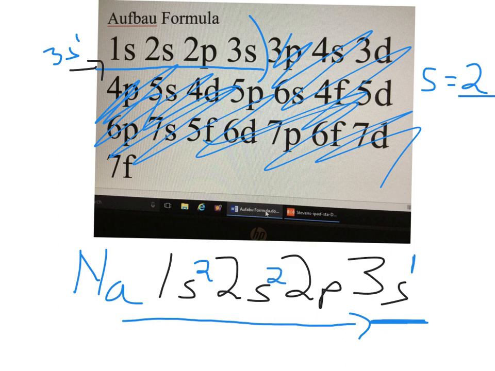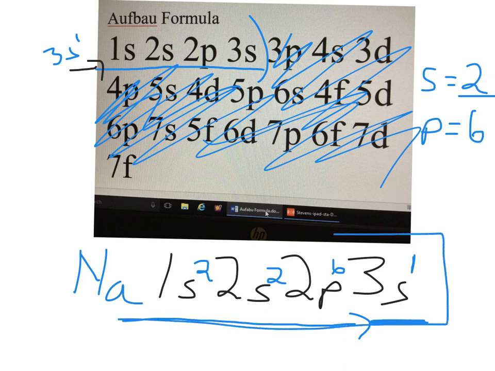2. Now every P can have up to how many electrons? 6. And that's on the bottom of that worksheet. So this 2P is going to have 6 right here. This whole thing, and sodium stopped at the S1. So that's why it's 3S1.